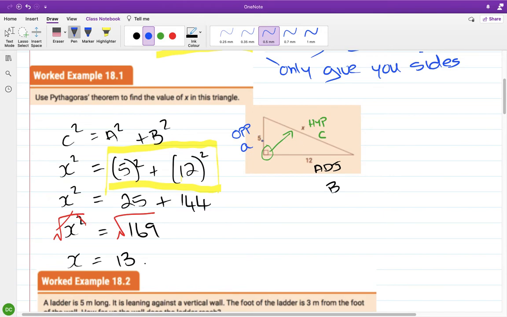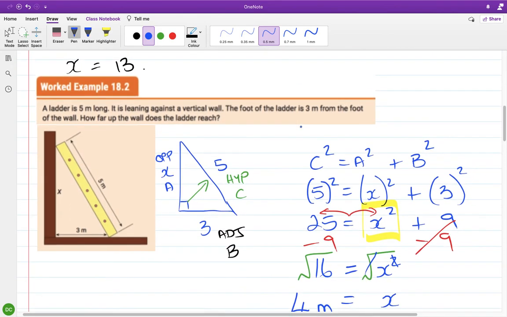Hopefully you understand the idea that if there's no marked angle, it doesn't matter which one you call the opposite and which one you call the adjacent. Because of the setup of Pythagoras' theorem, all you're doing is squaring them and adding them. So it doesn't matter which one goes first. If I had decided that 5 was my adjacent, then I would have put the 5 in here, but it wouldn't have mattered because I would just have had 144 plus 25, which is still 169, and I would have got the same answer.